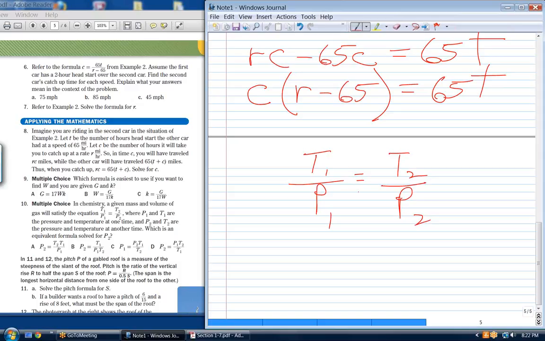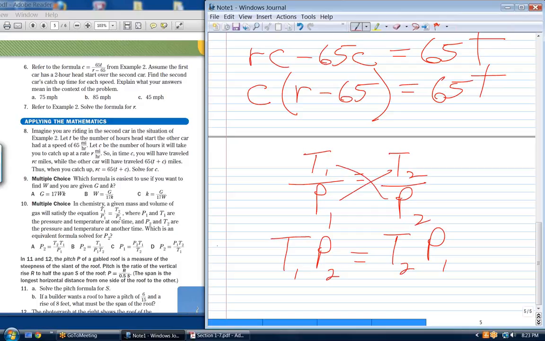Cross-multiplying is really just two steps in one. In other words, what I'm really going to do is multiply both sides by P sub 1, and then multiply both sides by P sub 2. So those two steps done in one step give you this: T sub 1, P sub 2 equals T sub 2, P sub 1. You see how I got that by cross-multiplying? Multiply that, multiply that.